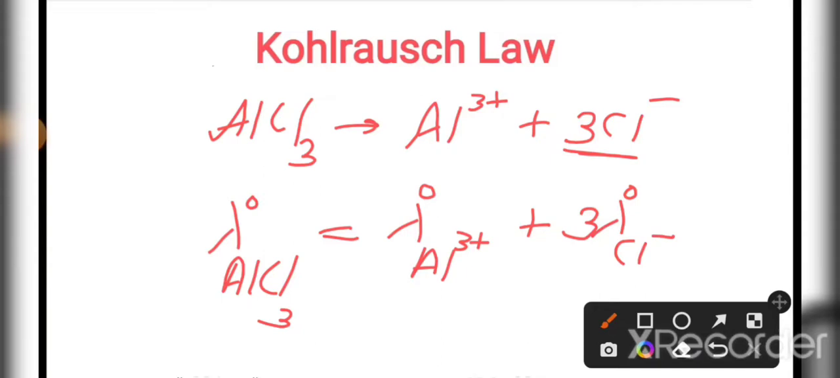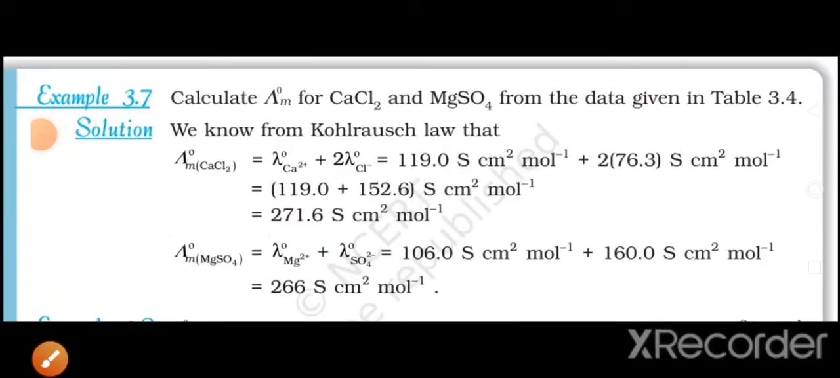Now let us do a textbook problem based on the Kohlrausch law. Example 3.7, a textbook example question. Calculate the lambda m naught for calcium chloride and magnesium sulfate from the data given in Table 3.4. Now look at Table 3.4. In that we have to find the value of lambda m naught for the calcium ion, chloride ion, magnesium ion and sulfate ion. So let us apply the Kohlrausch law here.